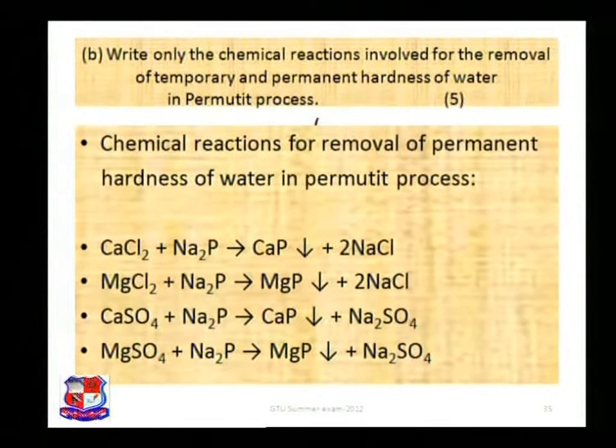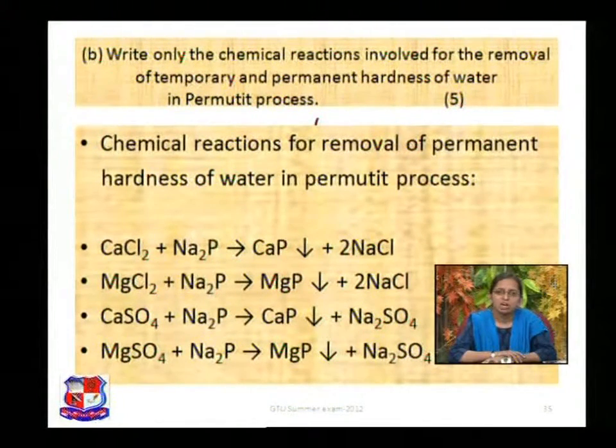So you can see very clearly here, calcium is getting replaced by sodium and sodium is getting replaced by calcium in the reaction. At the same time, if you see the second reaction, then you have magnesium is getting replaced by sodium and sodium is getting replaced by magnesium. So we have MgP that is going to get retained on the permutit bed, and we will have final 2 times NaCl. You can see the next third reaction, that is calcium sulfate.